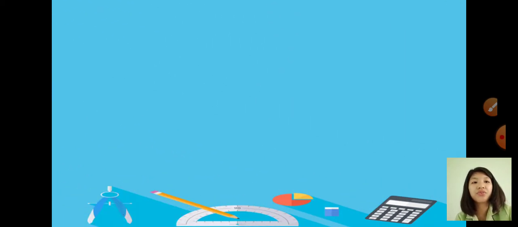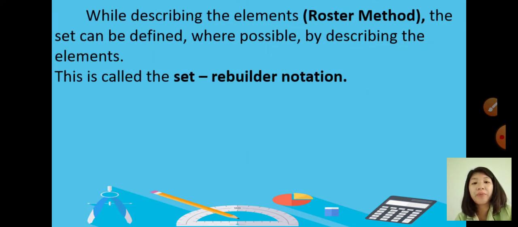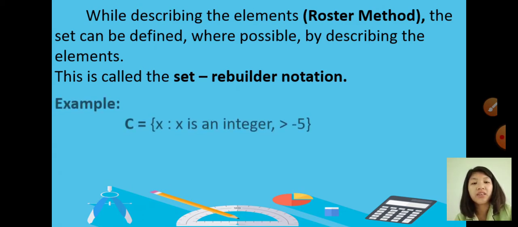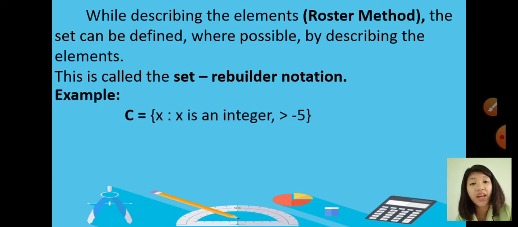Next, we have another. While describing the elements, the set can be defined where possible by describing the elements. So this is called the set builder notation. So like for example, we have the elements of x or the elements of C: x such that x is an integer greater than -5. So ano yung mga elements ng set C? So we have -4, -3, -2, -1, 0, and so on.